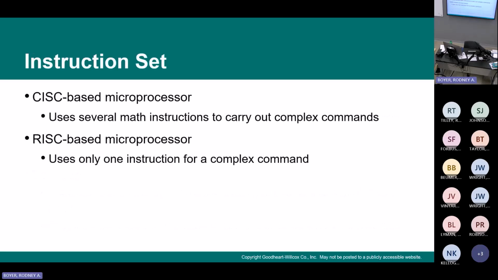Two types of instruction sets. CISC, or CISC-based microprocessor, uses several math instructions to carry out complex commands. Or a RISC-based microprocessor, which every CPU and every computer in this room is a RISC-based system. Takes one instruction for the CPU to perform the complex instruction or complex command.